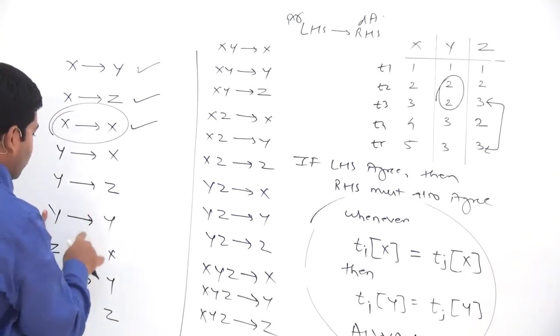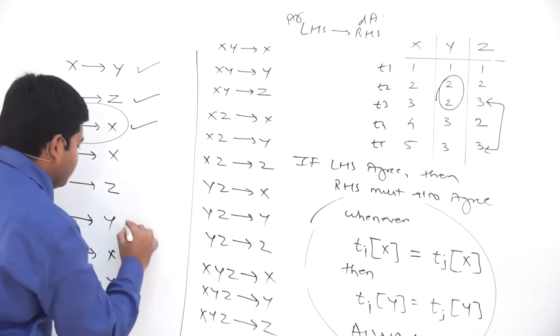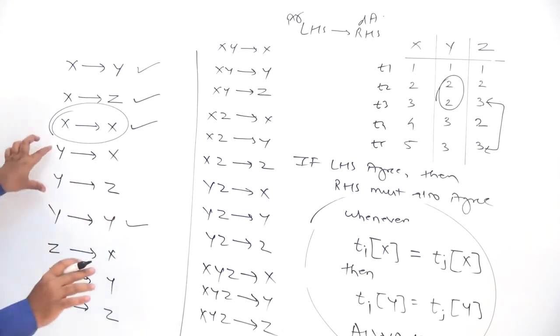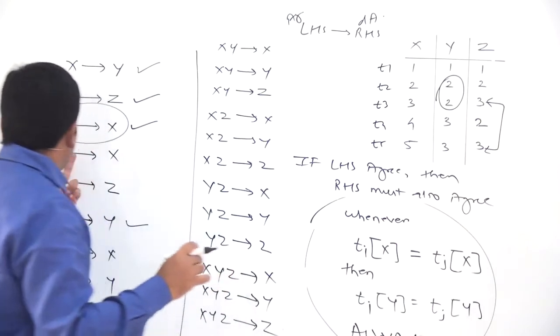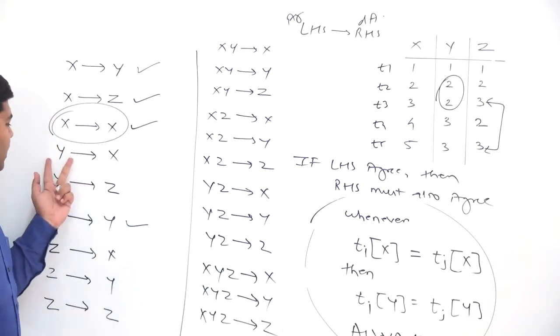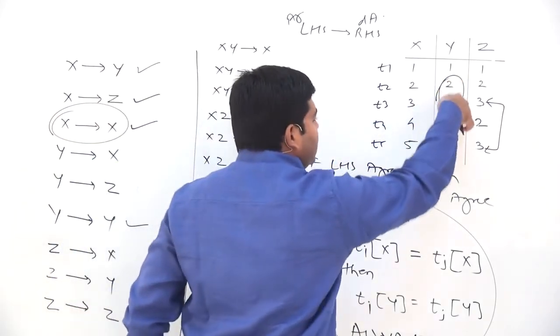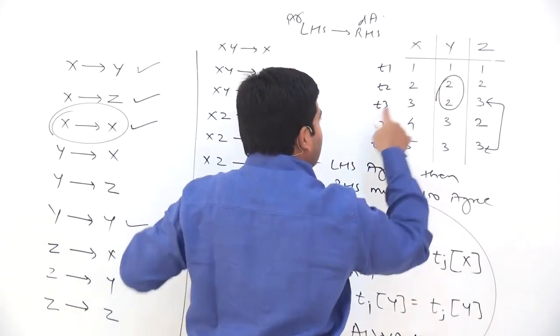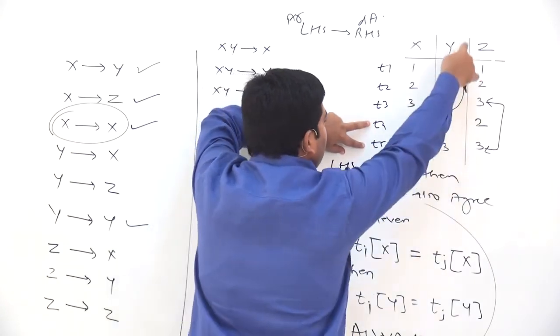Okay, now y gives y, again trivially satisfied, agreement on y satisfied. Let's check these two. Y gives x. Now here you need to check agreement in the left hand side. Left hand side is y alone. There are two agreements in y alone. One agreement is that of T2 and T3 on y, another agreement is of T4 and T5 on y.